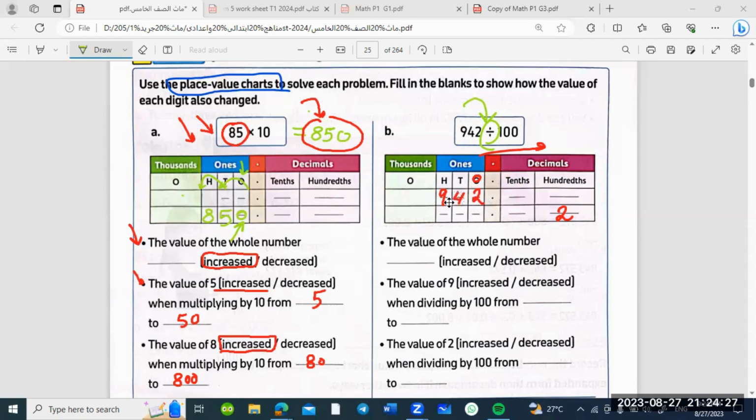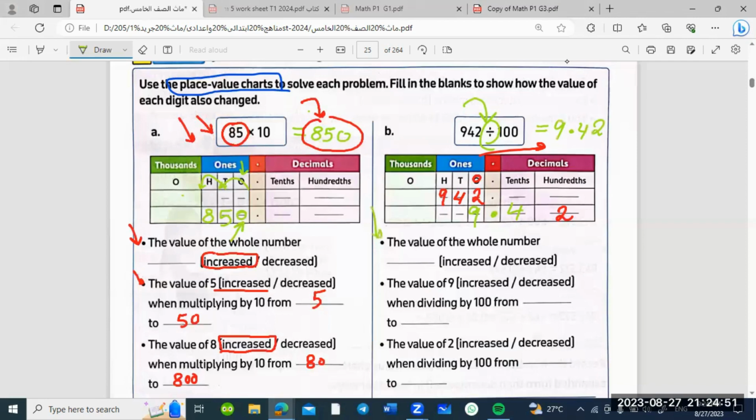So 4 will be here, like this. And what about 9, where will it be? Will be in ones. Excellent. So the answer now will be 9.42. Don't forget the decimal point.